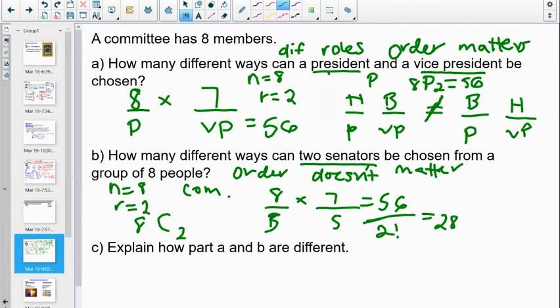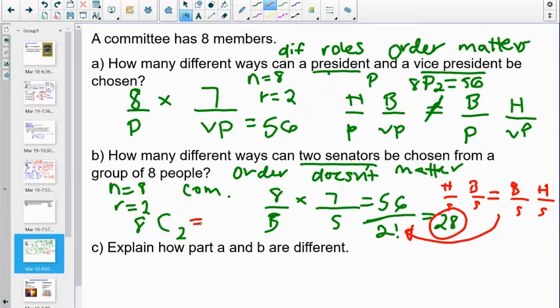And again, let's say we have our blanks here. Senator, senator. Let's say Miss Harrod and I are both chosen as senator. Let's say she's chosen first, I'm chosen second. That's the same thing as if I was chosen first and she was chosen second. So these are equivalent. If they are equivalent, that's when you divide by however many ways you can arrange them. Okay. And that still gets you your answer of 28 if you type it into your calculator.